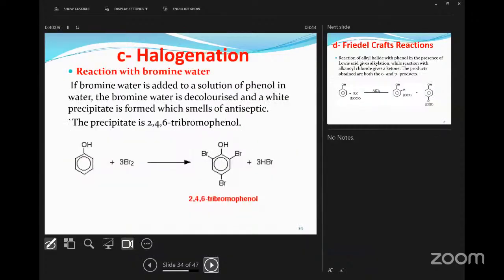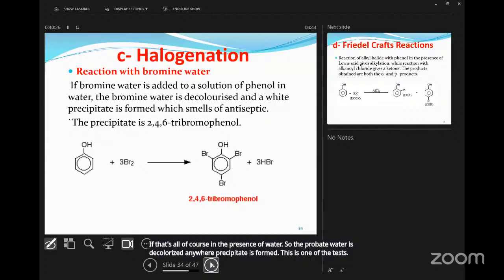This is also halogenation, but there's water also added, bromine water. If bromine water is added to a solution, that means bromine in the presence of water. The reaction occurs in the presence of water. So the bromine water is decolorized and a white precipitate is formed. This is one of the tests for phenols. We are going to do that in the lab also when you come for your practicals.